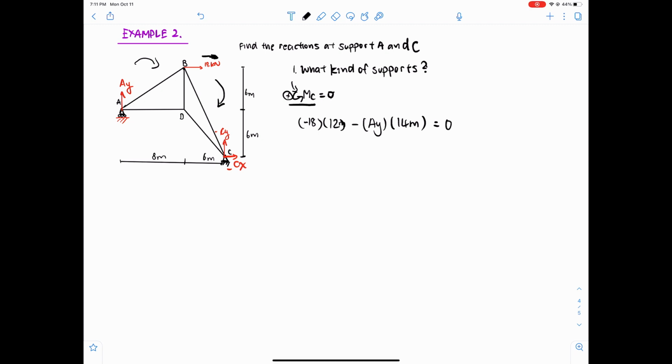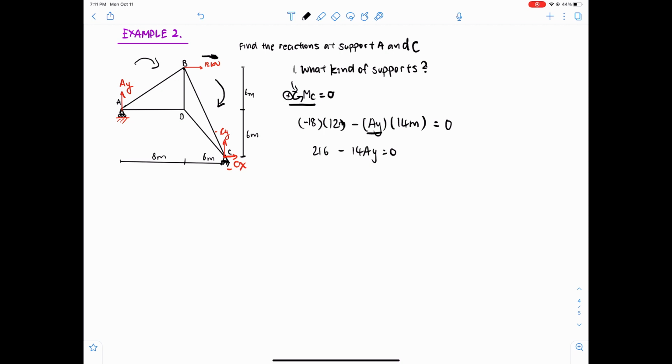Because it's not spinning into space, right? Okay, now simply, what we now need to do, very simply, is solve for AY, right? So let me just plug that into my calculator. 18 times 12, so that's 216 minus 14 AY equals 0.